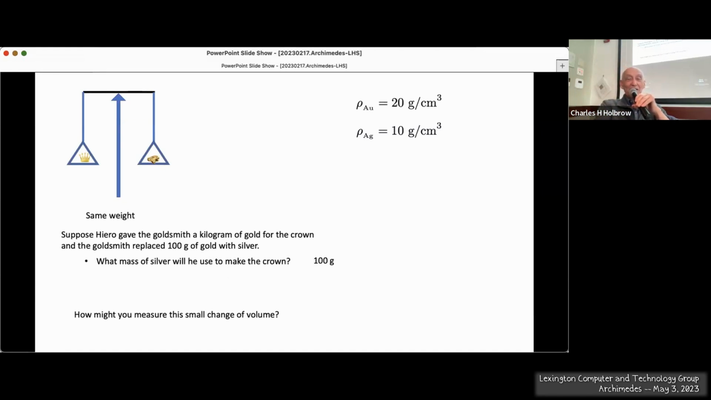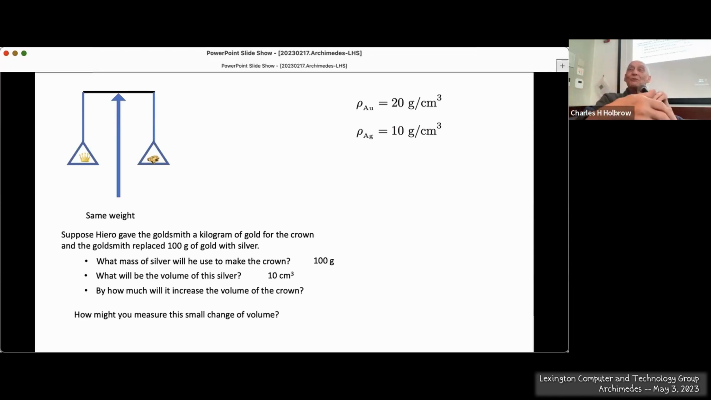All right, and so then you say to yourself, what will be the volume of this silver? Well, now you can see because you just divide 100 grams by 10 grams per cubic centimeter, and you get 10 cubic centimeters. That's the volume that he's added. Well, how much will this increase the volume of the crown? Because what was the volume of gold that he took out? I didn't ask you that. See, this would be asking you to think back through and stuff. But it's 20 grams per cubic centimeter. So if he took out 100 grams of gold, how many cubic centimeters did he take out?